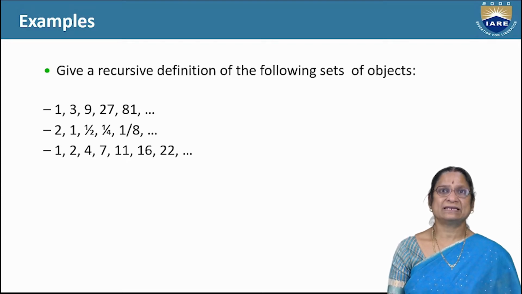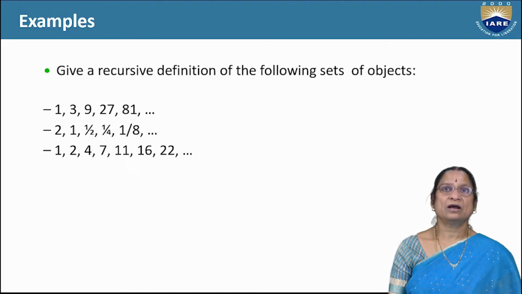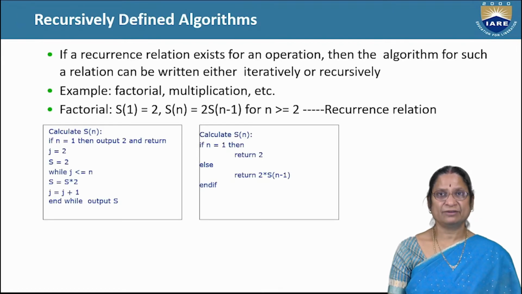Same, second example. Every time it is half. So the nth term, t of n, is equal to t of n minus 1 by 2. Right? We are going to consider defining all these things.